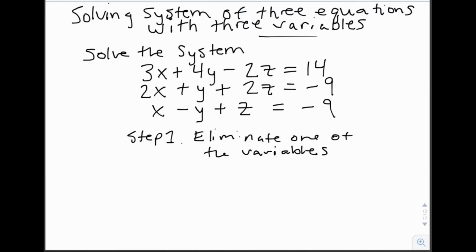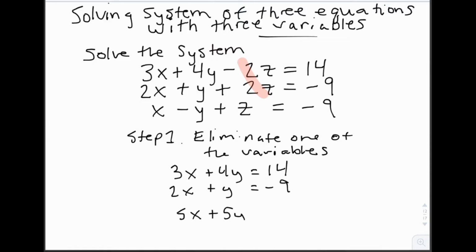In this case, let's try to eliminate the negative 2z and the positive 2z here. If we eliminate those, what are we left with? We are left with the following equations: 3x plus 4y equal to a positive 14, and 2x plus y equal to negative 9. Now that we have found our two other equations, we can add them together, which will give us 5x plus 5y, and that is going to be equal to a positive 5 here.